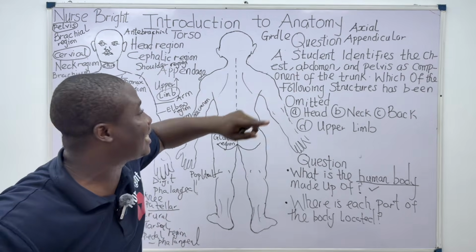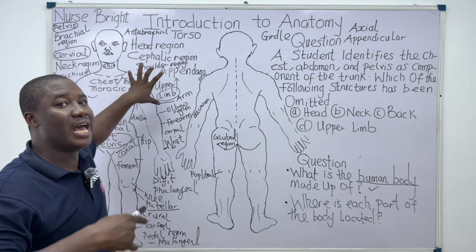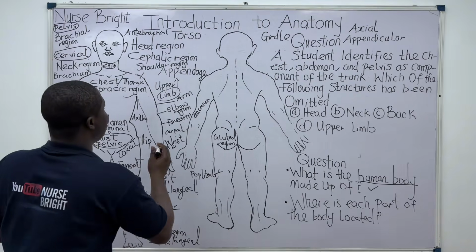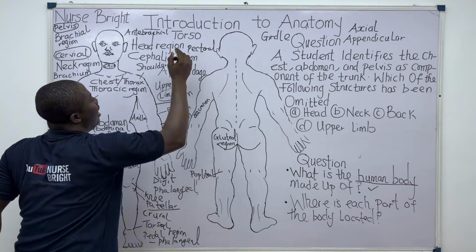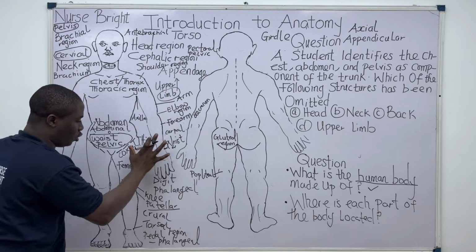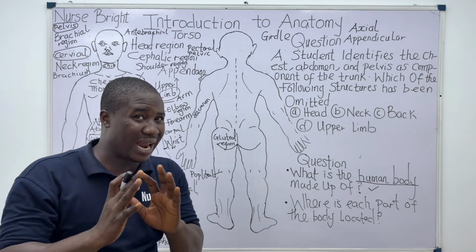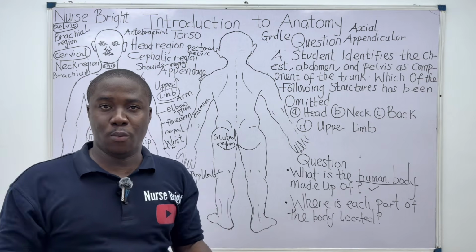For the appendicular skeleton, or the appendicular part of the body, it includes the shoulder girdle, what we call the pectoral girdle. Listen, it is spelled pectoral girdle. This is called the pelvic girdle, and also the upper limb in general and the lower limbs in general. So you can see where I talked about this essential. This is the axial part and the appendicular part of the human body.